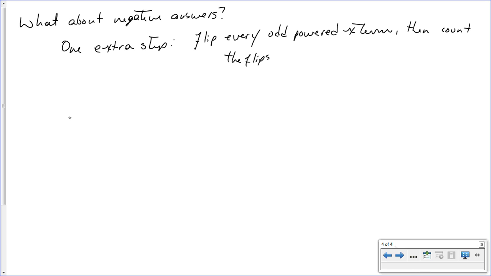So let's look back at the example we just did. X to the 5th minus x to the 4th plus x cubed minus x squared plus x plus 2. So we want to flip every odd powered term. So let me write this in a different color. X to the 5th, since that's odd, since this is positive, it's going to be negative. Negative x to the 5th. This one is even, so just bring it straight down. Negative x to the 4th.